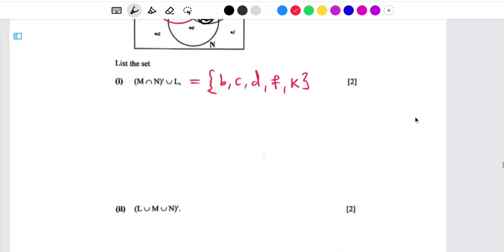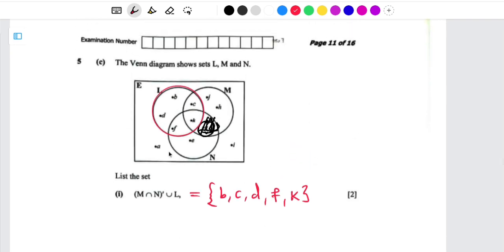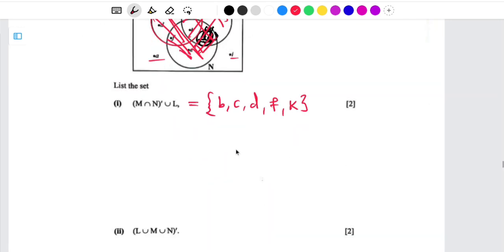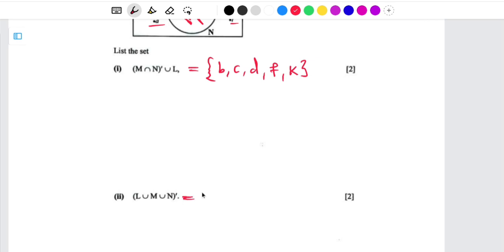Then for Roman number 2, L union M union N complement. So if we combine this one here, and this one here, and then we remove them, so we exclude them, we don't want these elements. That is what the question is saying. What elements are we going to remain with if we remove these ones? So we're going to remain with this one as well as this one. So it is A and I. A, comma I. Then you are done.